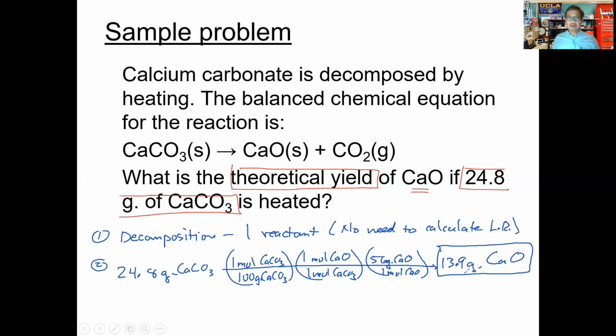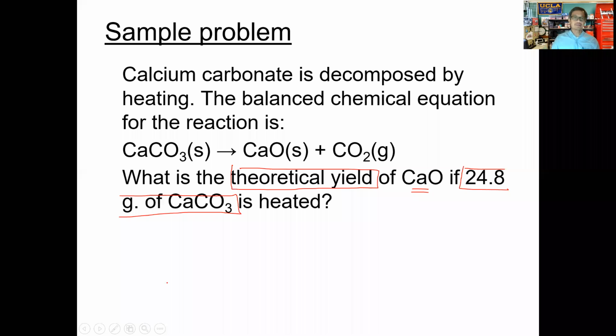All right, so 13.9 grams, this is your theoretical yield. So this is what you had to calculate for. This is the ideal amount. This is the maximum amount of product that we can expect to obtain if everything goes well, okay? So please make sure you write that down, okay? And so let's go ahead and take a look at what we can do with this.